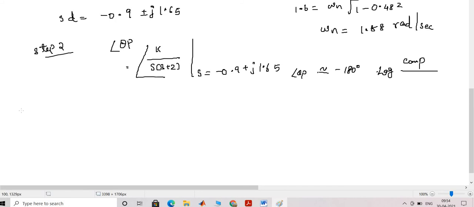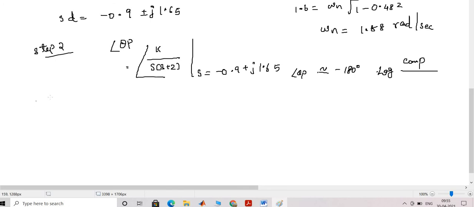we have to find the angle theta p and find out whether the dominant poles are lying on the root locus. If the dominant poles are lying on the root locus, that means the transient domain specifications are satisfied, and we have to design a lag compensator. So the suitable compensator in this case is a lag compensator.